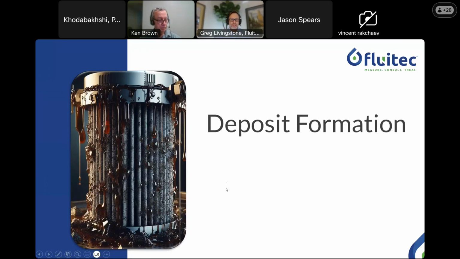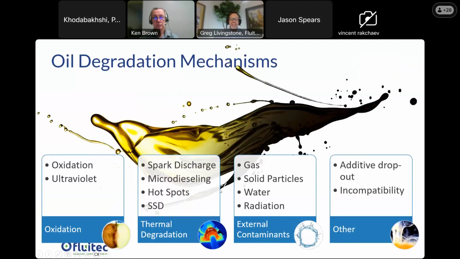To kick things off, just a high-level review on deposit formation. There are many different ways that an oil can degrade. Let me also preface this by saying that today I'm just going to be focused on turbo machinery applications, basically turbines and compressors. Shearing, of course, is a widely studied subject in various other aspects of lubrication, but I am just focused today on turbo machinery applications.